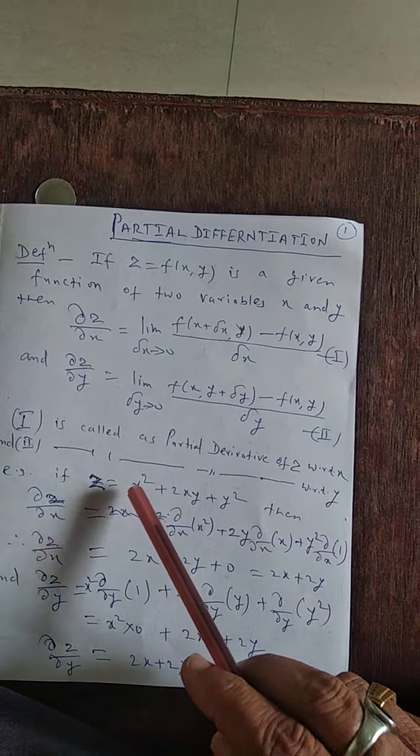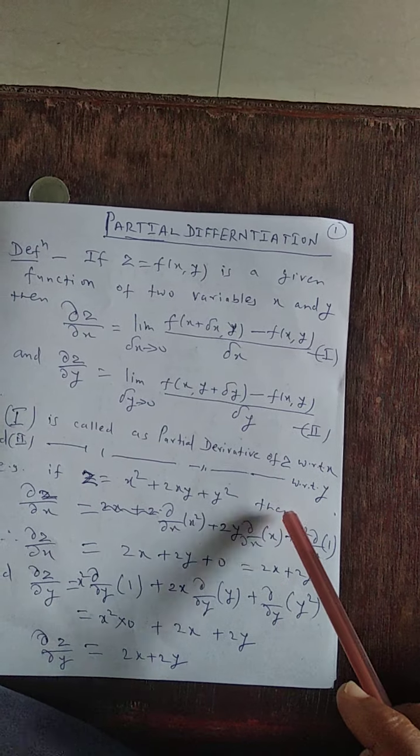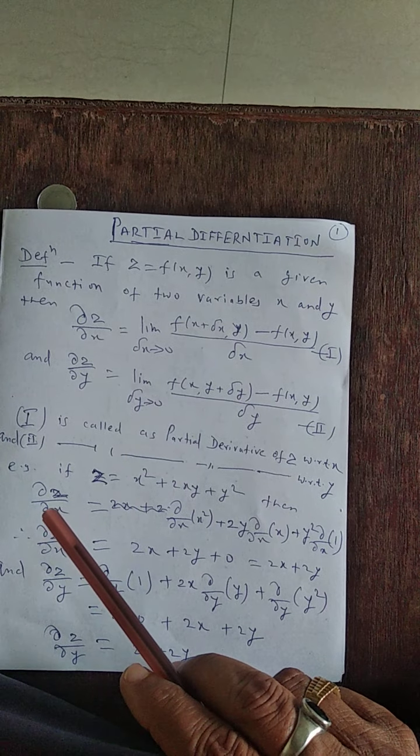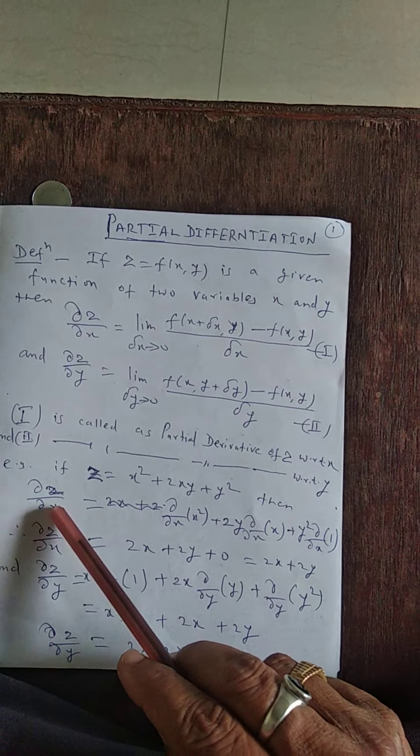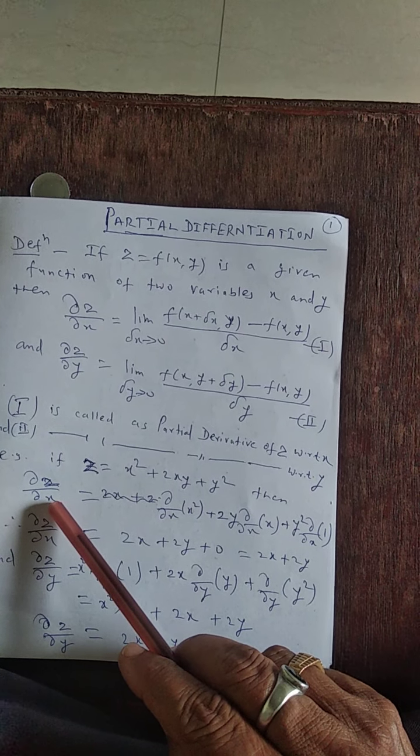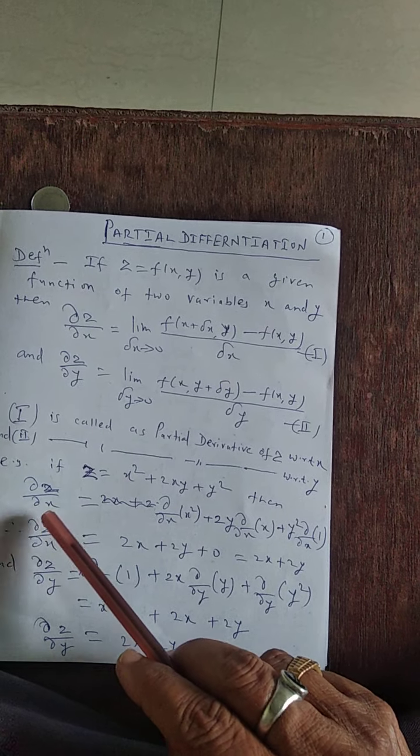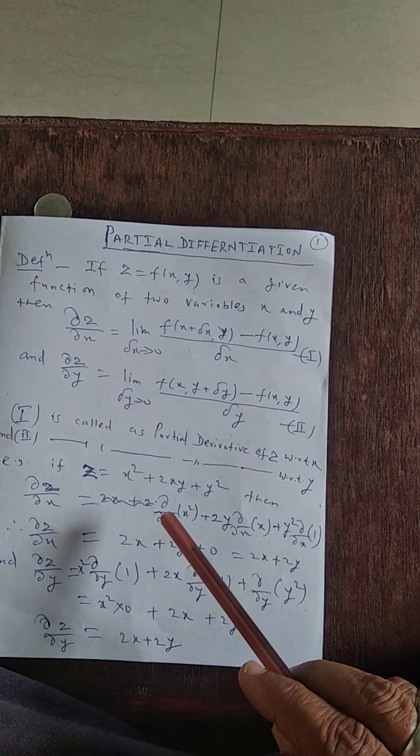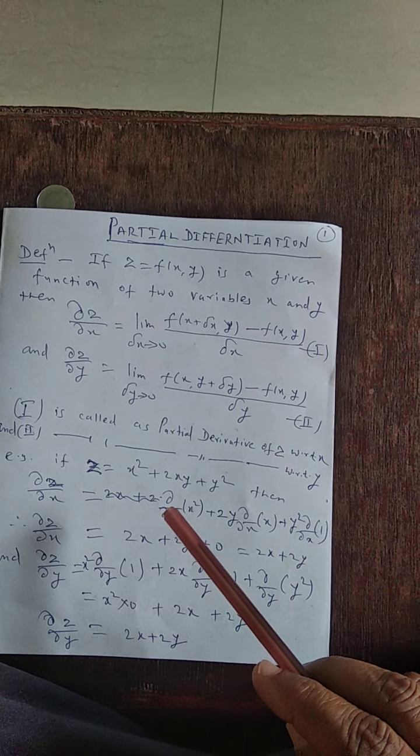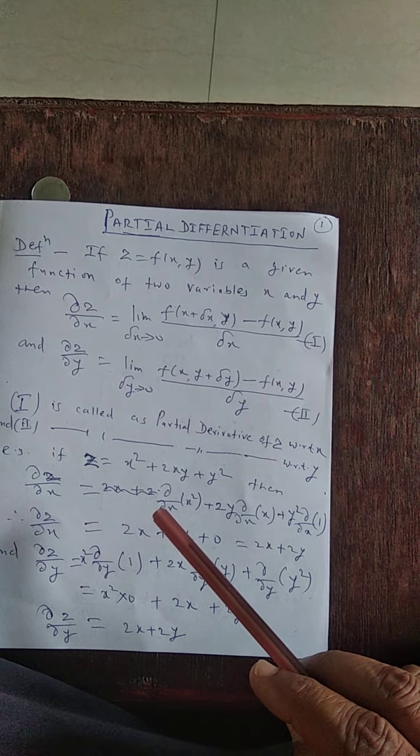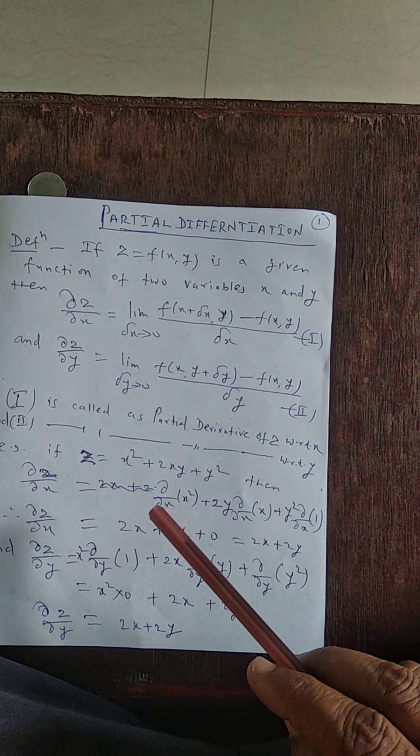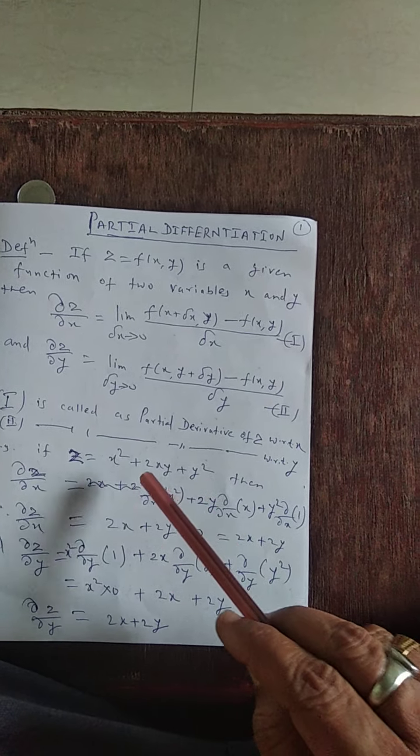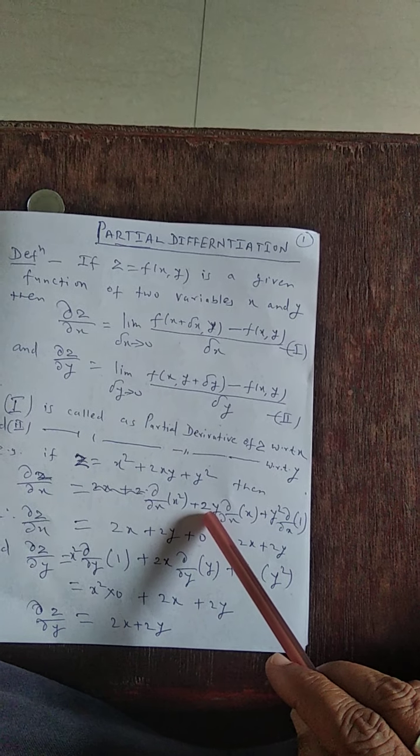An immediate example is like this: if z is equal to x square plus 2xy plus y square, then what is dou z by dou x? Dou z by dou x means you have to differentiate only with respect to x. All other variables except x are treated as constants. So derivative of x square is 2x. One more thing I will tell you, all the rules or all the formulae from total derivative are applicable for partial derivative. So x square derivative is 2x, then 2 is constant, y is constant as far as x is concerned.